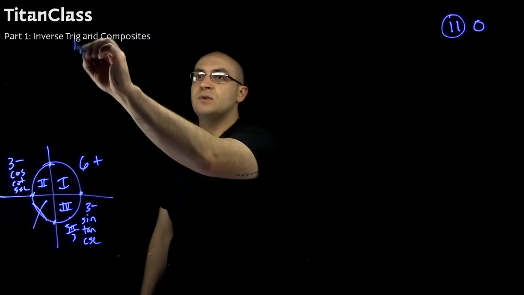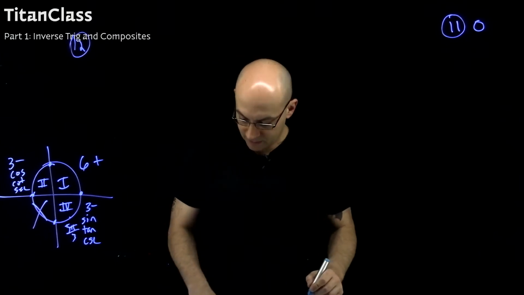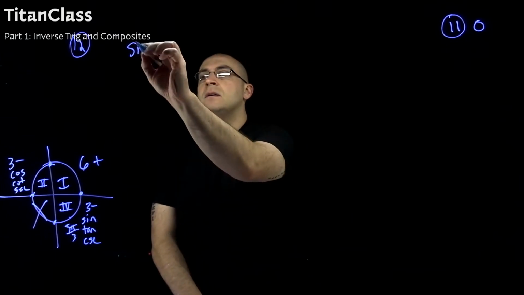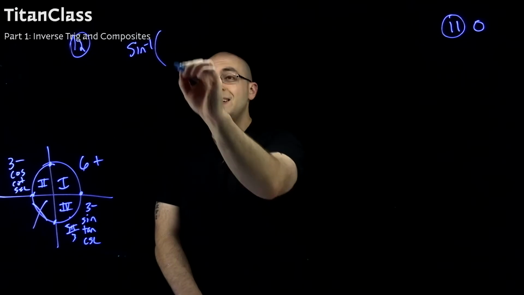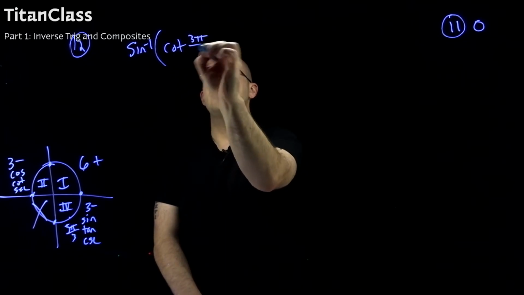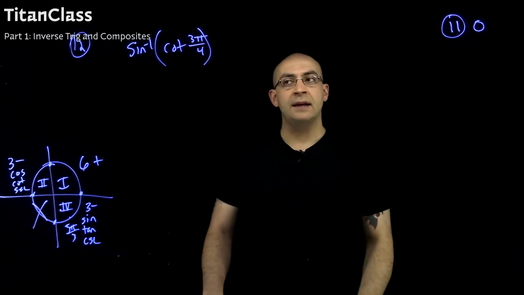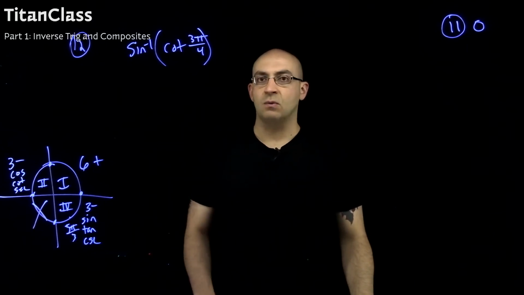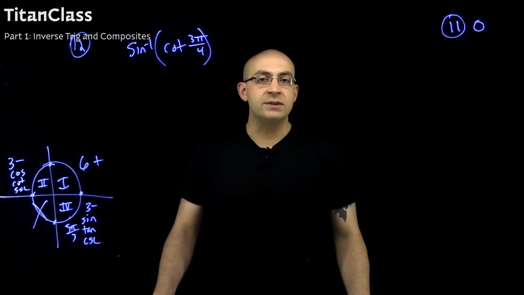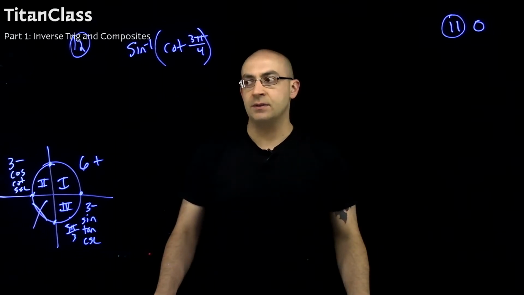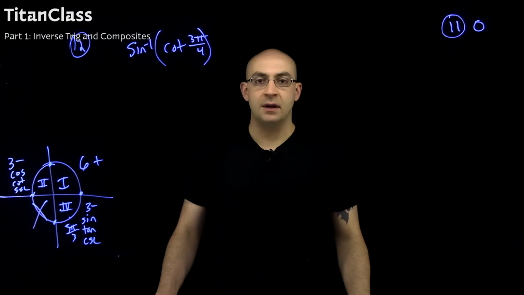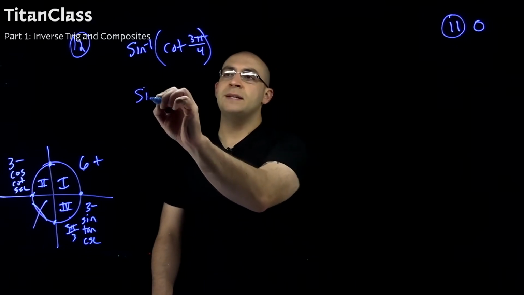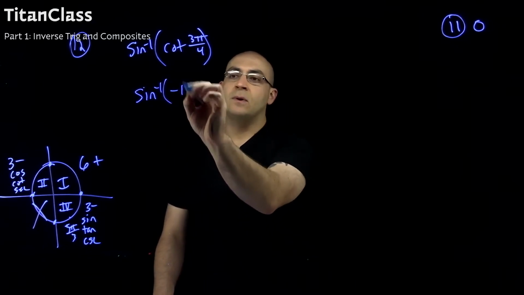Okay, so number 12. I don't know why I'm going higher up. It's weird. Inverse sine of cotangent 3 pi over 4. Again, I'm going inside out. So what is the cotangent value, or the x over y value, at 3 pi over 4? The ordered pair is negative root 2 over 2, root 2 over 2. So x over y of 3 pi over 4 is negative 1. So I'm going to replace that cotangent of 3 pi over 4 with a negative 1.